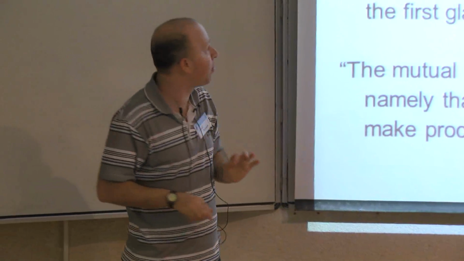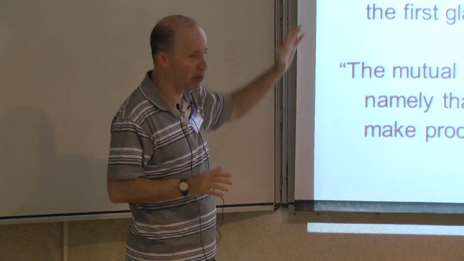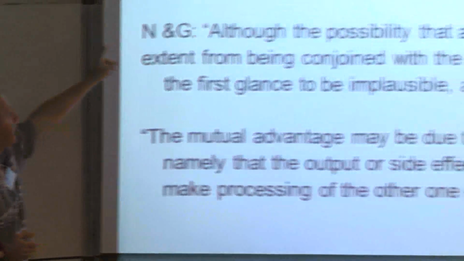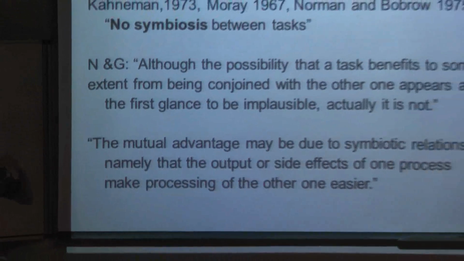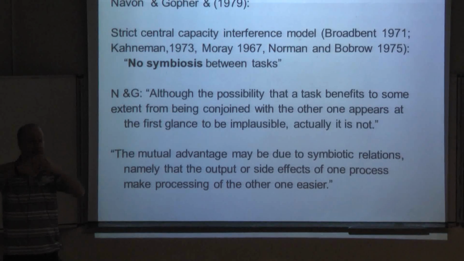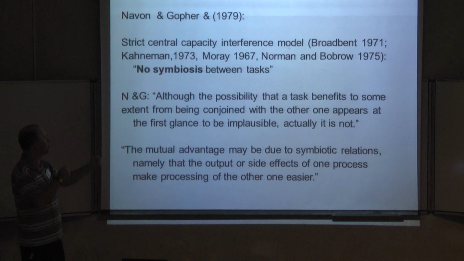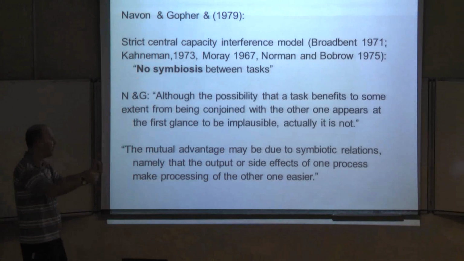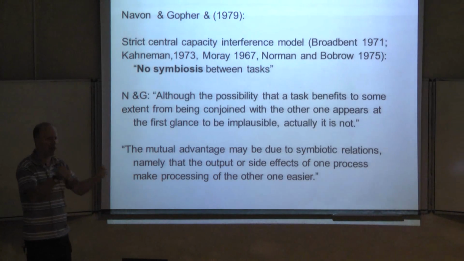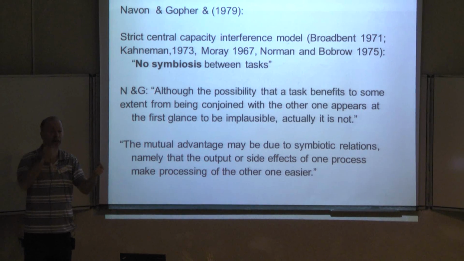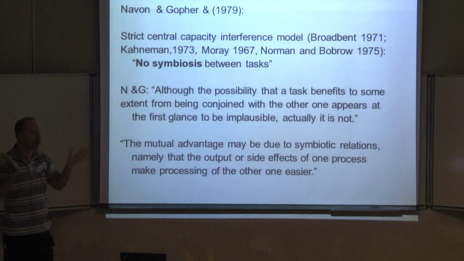And one of the things that they propose has to do with symbiosis between tasks. I will tell you what it is. The central capacity interference model says there's no symbiosis between these tasks. That is, when you put these two tasks together, there shouldn't be an interaction. And Navon and Gopher say, although the possibility that a task benefits to some extent from being conjoined with another task appears at first glance to be implausible, how can it be, when you put tasks together, that it will be easier, for example, to process the first task? It should be harder. But actually, there are cases where it is.